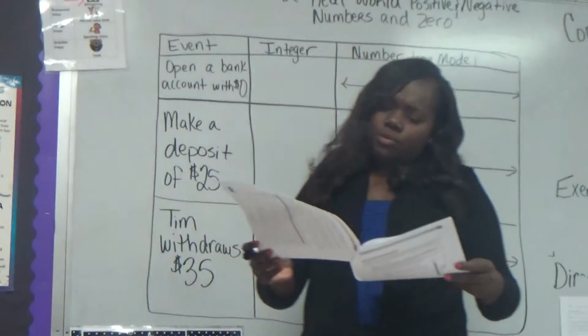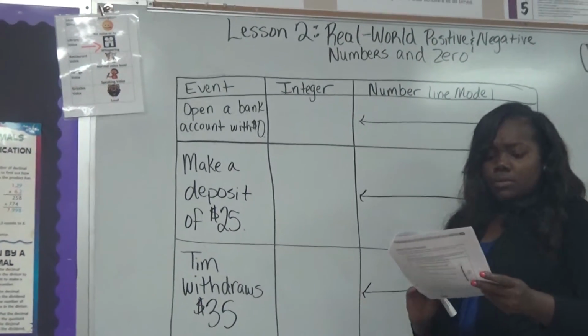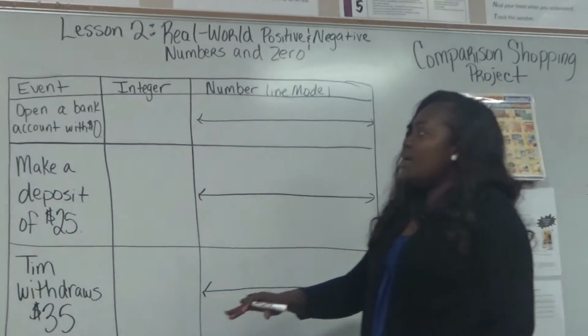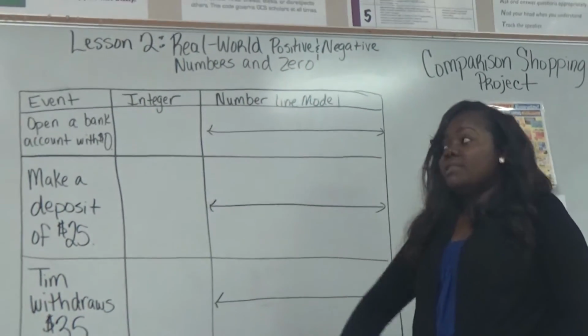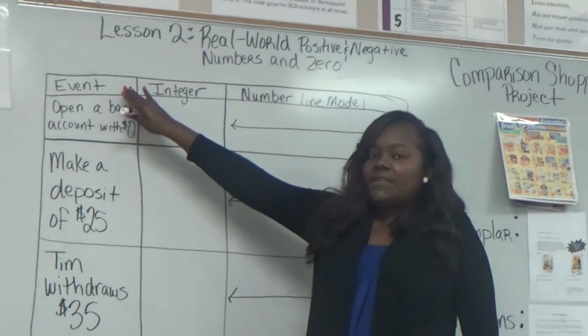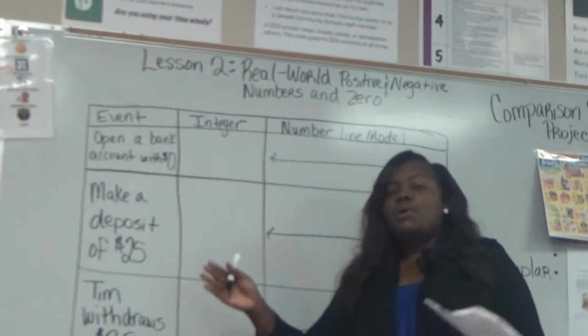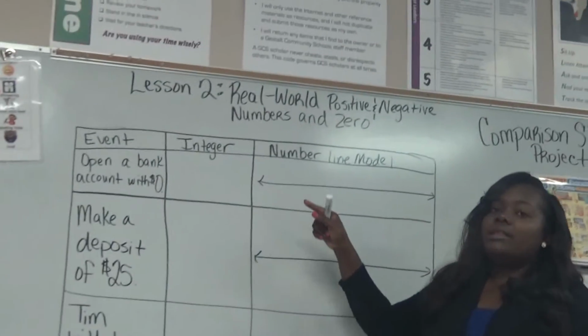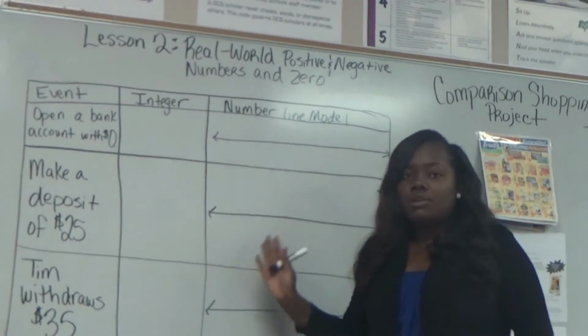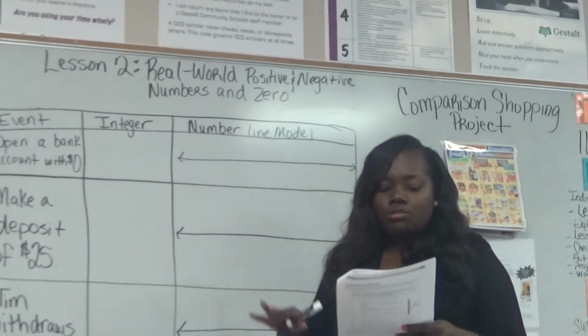Exercise or example 2 on your packet. So here we have a table that gives you the event, where you're going to tell whether it represents a positive or a negative integer, and then you're going to model this using your number line that's on your packet. So you should see a table.